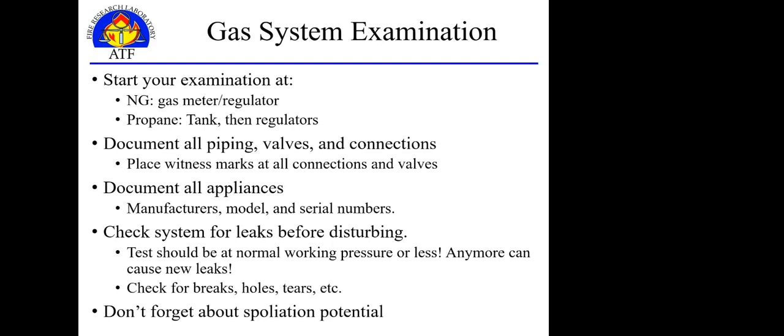So start no different than, say, examining an electrical system. Start at your source and work your way in. So start at your meter or regulator, or for a propane system, start at the tank and the regulators. And then you're going to want to document all your piping, valves, and connections. One of the first things I do is I mark all of my connections and valves with a little witness mark. So that is the position that I found them in.